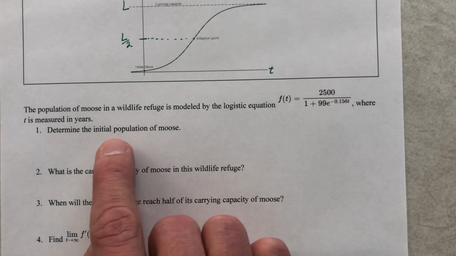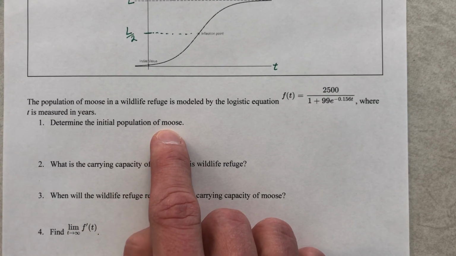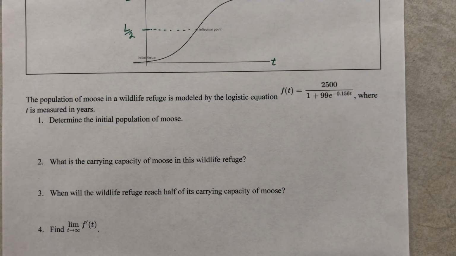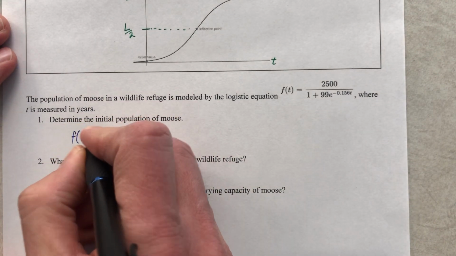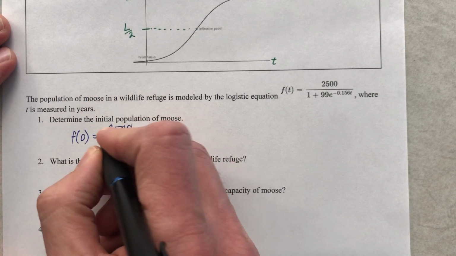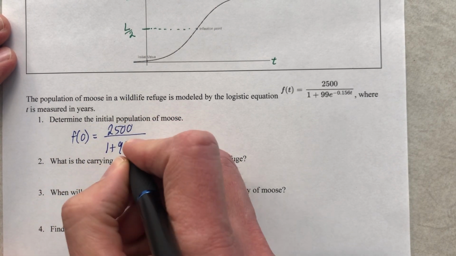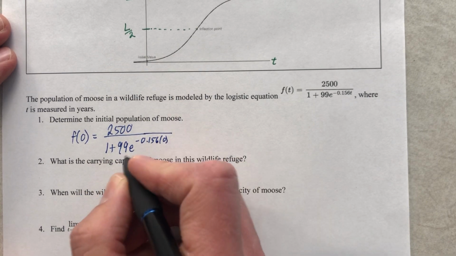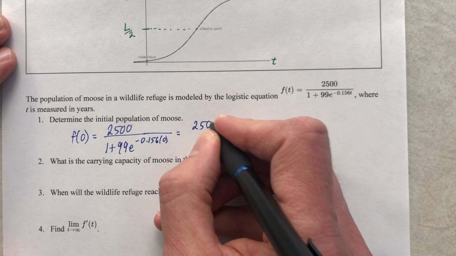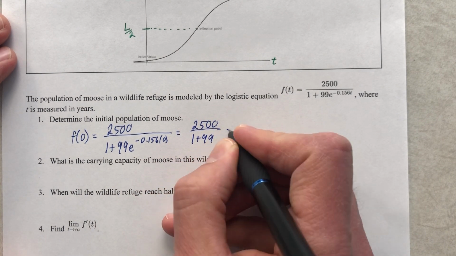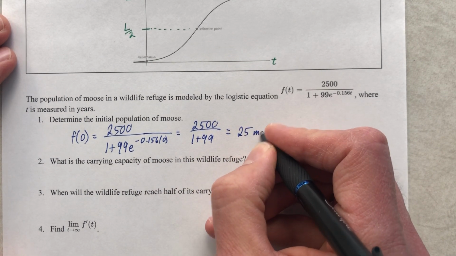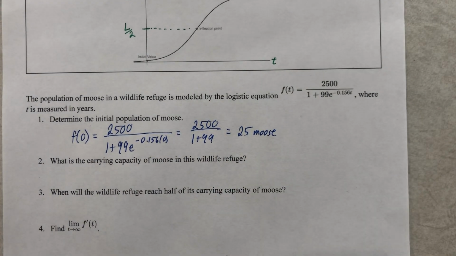Let's move on. Determine the initial population of moose. Well, the number of moose that you have when time is 0, let's just plug in 0. So f of 0 equals 2,500 over 1 plus 99 e to the negative 0.156 times 0. Well, e to the 0 is 1, so we have 2,500 over 1 plus 99. That gives me 2,500 over 100, which gives me 25 moose. That's how many we had to start with.